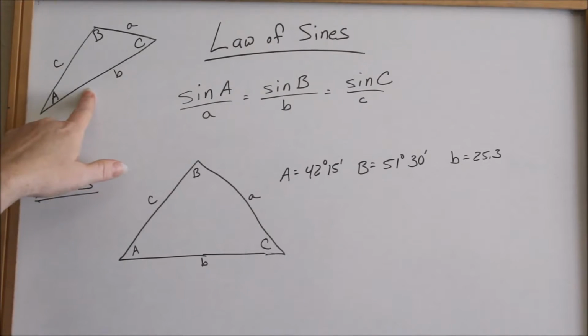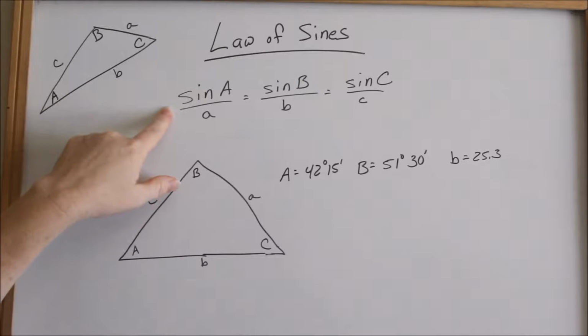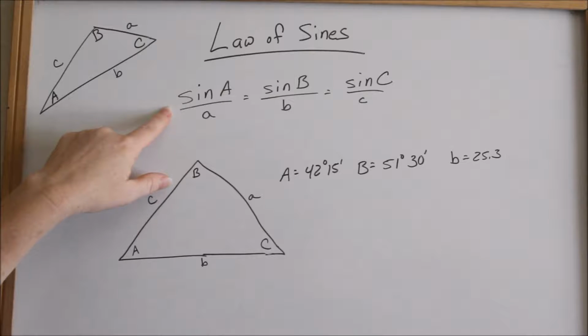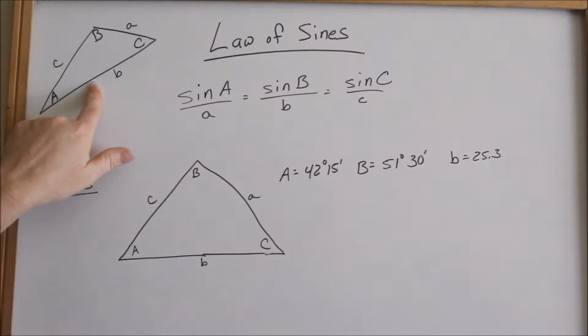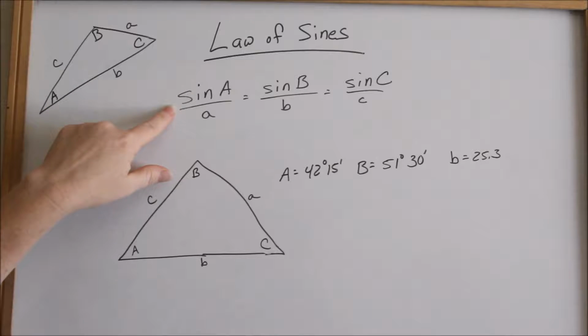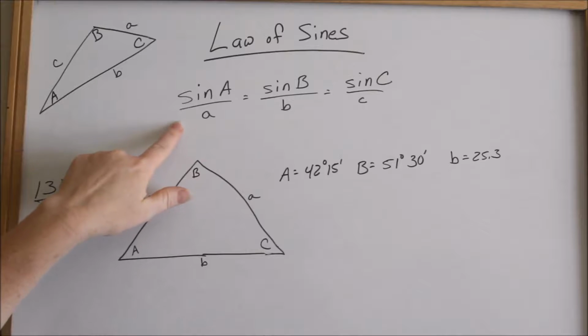What do you notice about this triangle? It's not a right triangle. So even though we still use trig functions, we're not using them as sine is opposite over hypotenuse, cosine is adjacent over hypotenuse. When you don't have a right triangle, you use what's called the law of sines. And this formula right here is the law of sines.